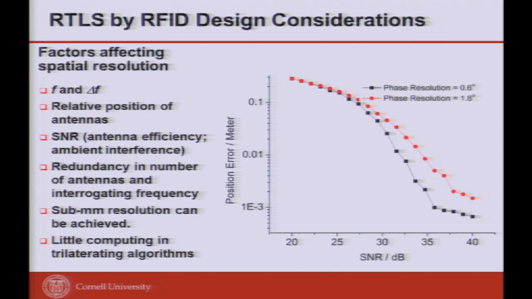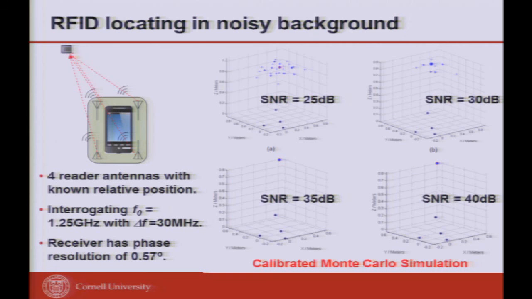If I get 0.6 degrees in my phase or 1.8, what is the behavior for the position? You can use this information for trilateration, right? To pinpoint the exact locations. You use different antennas with known positions and trilaterate the positions, and this is something you can do easily.